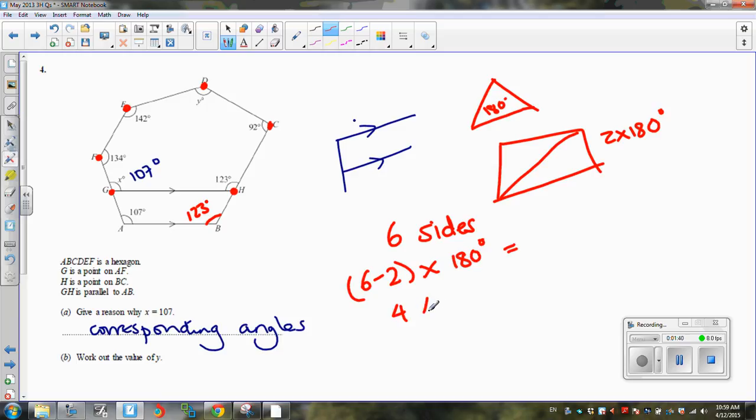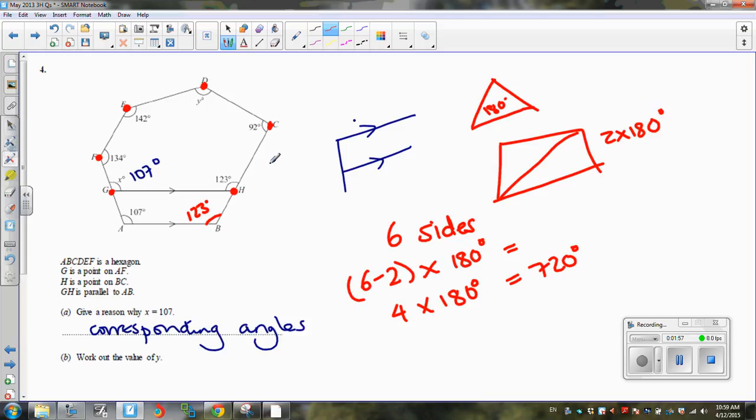Now that's 4 times 180, and 4 times 180 is 720 degrees. Now that tells us that all 6 angles inside, and it doesn't matter whether we use this hexagon or the smaller hexagon, the sum of the interior angles will be 720.